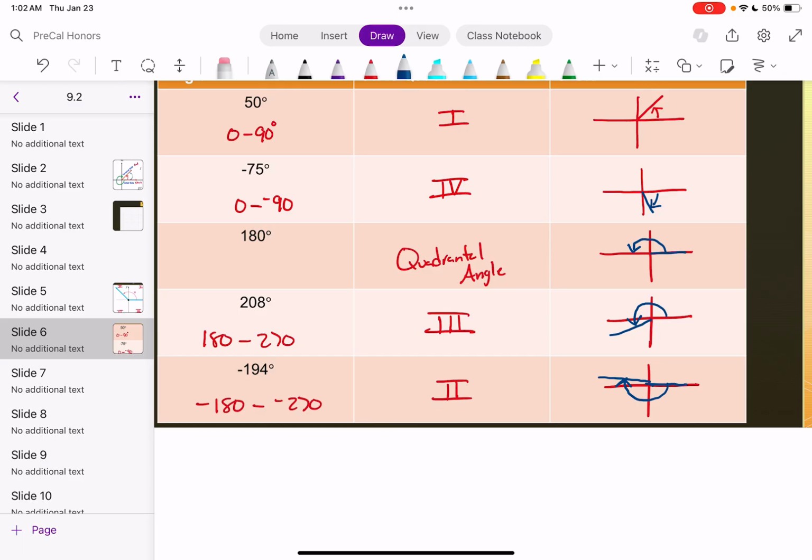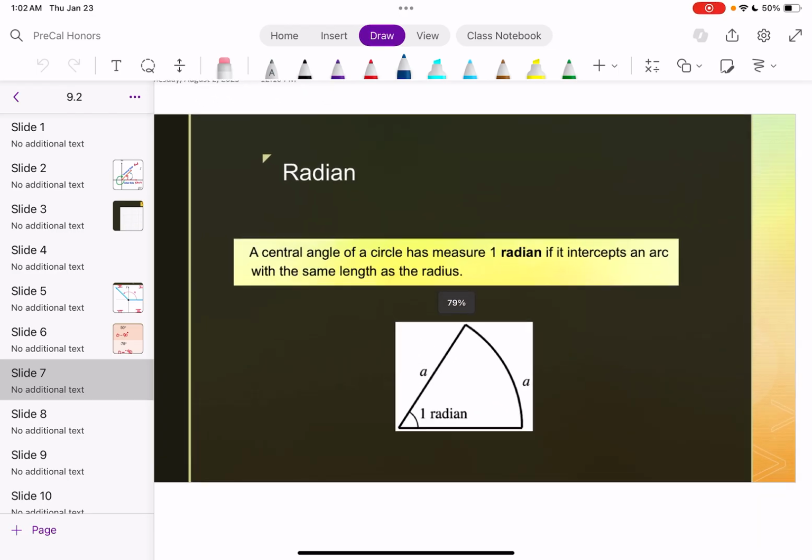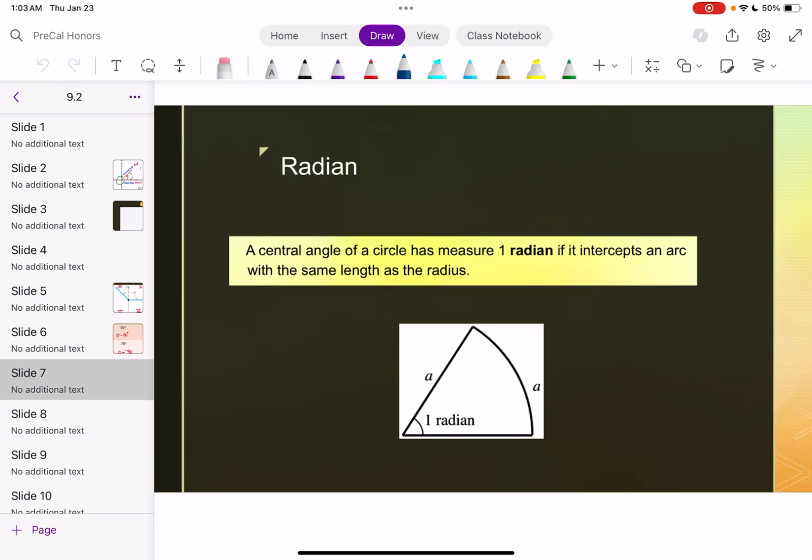Let's go ahead and take a look at slide 7. In slide 7, we go over the definition of a radian. So a radian is basically a central angle of a circle that has a measure of 1 radian if it intercepts an arc with the same length as that radius. And that's extremely important to start understanding a specific length of the radius is matching up to that arc.